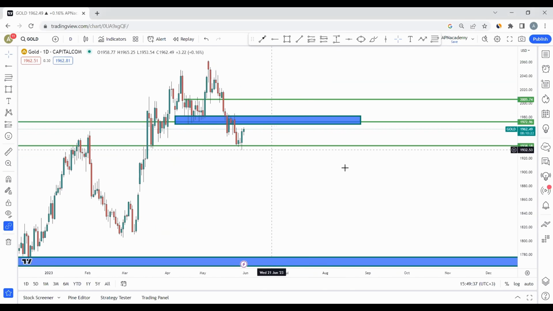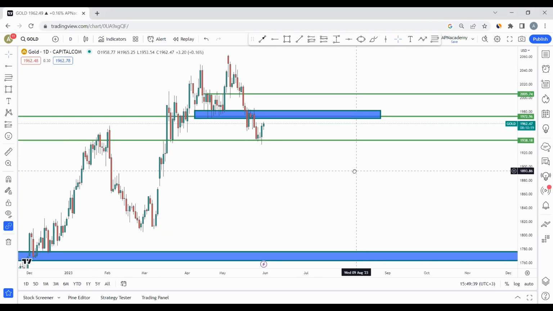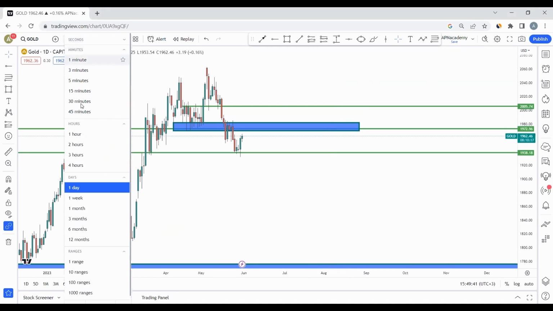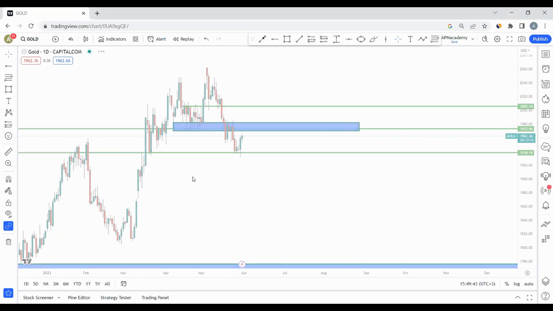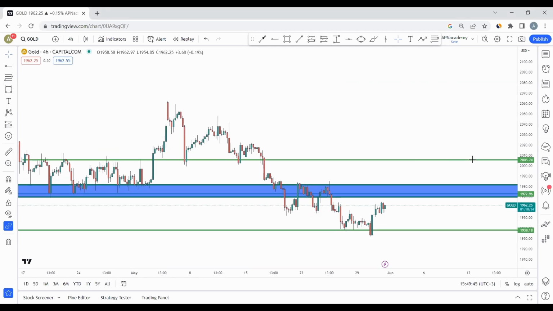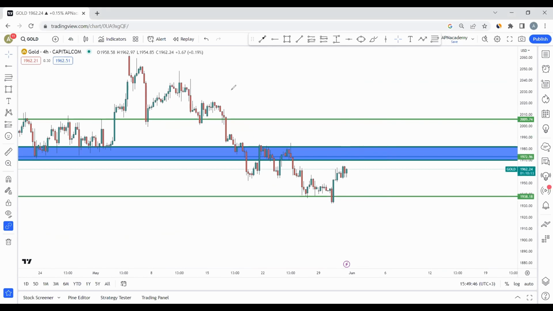You can see the chart is very clean, not many things, not a lot of indicators and all that. So let's drop down to the H4 and observe what is exactly happening. Now, when you come to H4, you can clearly see that the market is making lower low, lower high, lower low, lower high, lower low, lower high, tested lower low.